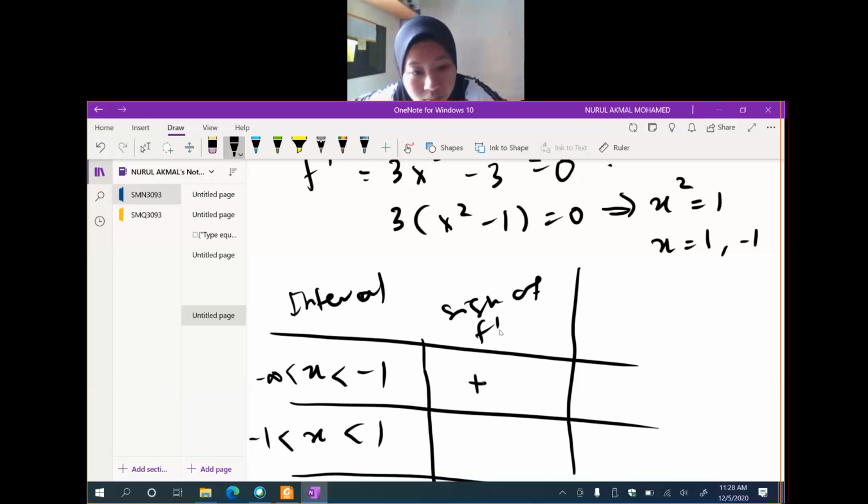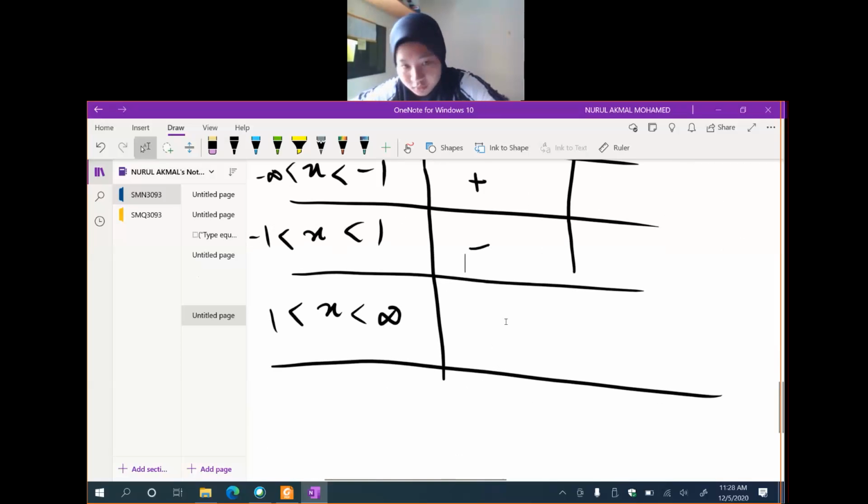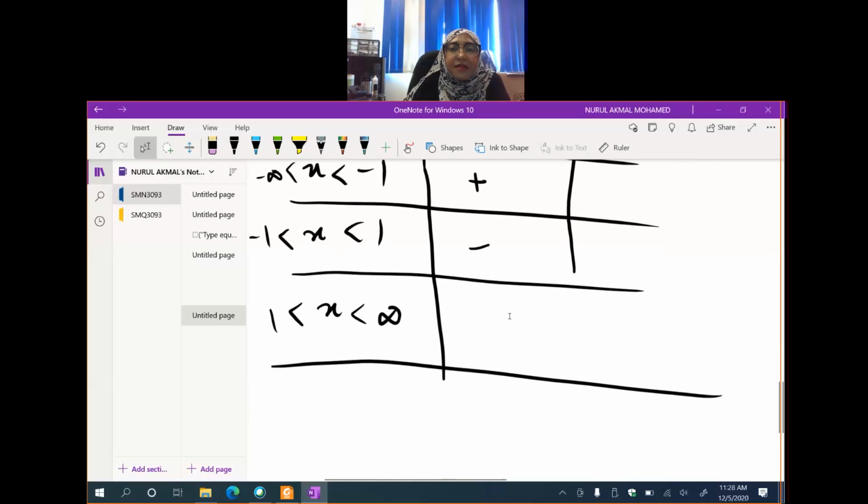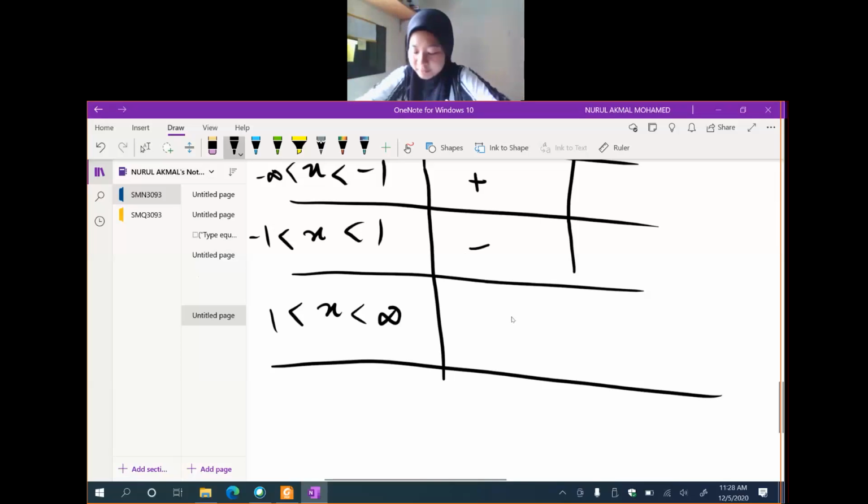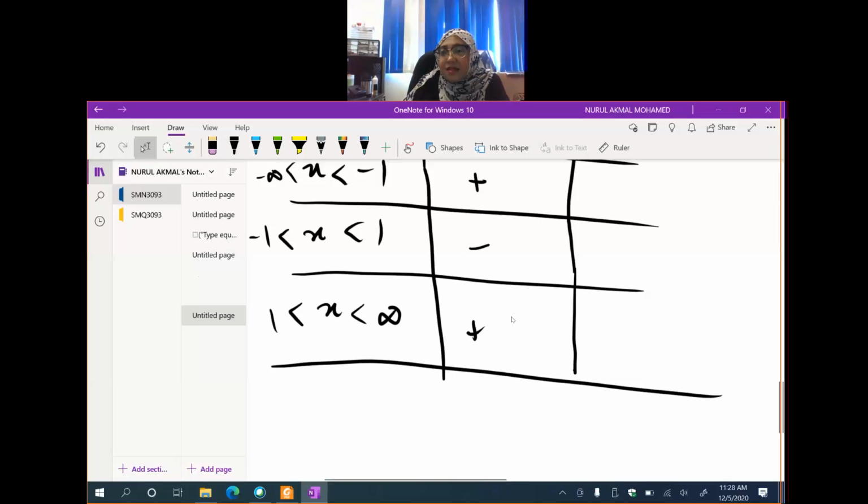Negative value. Negative. What about this one? Positive. Okay, this is positive. So for the behavior, this is increasing, this is decreasing, and this is increasing. If you have x equal to -1, before the point x equal to -1 the behavior is increasing and then it's decreasing. Okay, so it's like this.